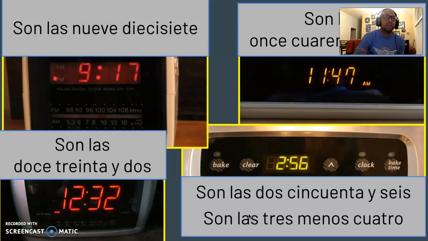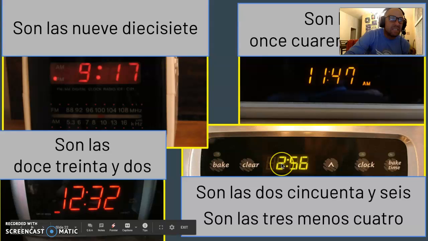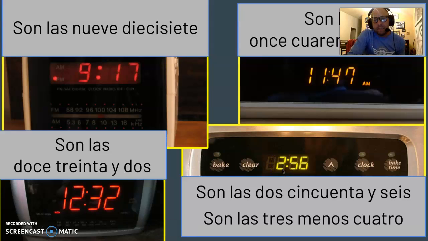Right, the English way of saying it, like, so this 2:56, right, the English way of saying this is 2:56, right? There's another way you could say it's 4 till 3. So there is a structure that you'll see. So in this case, the straightforward way is son las 2:56.